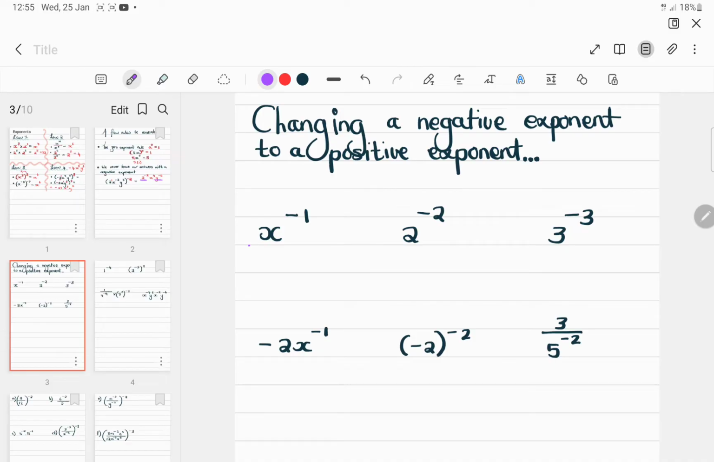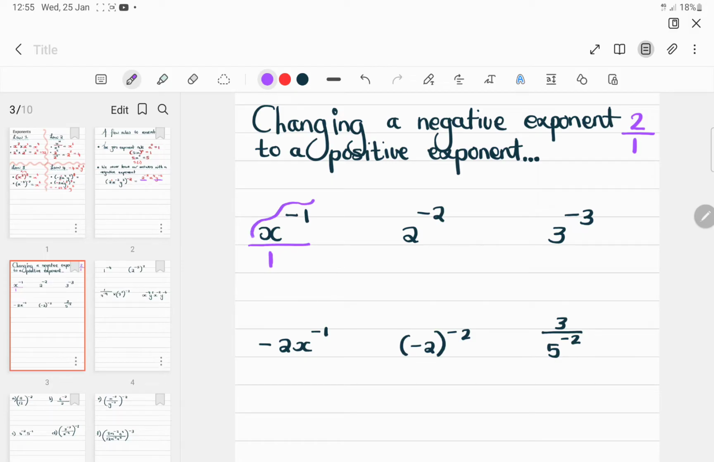Over here, I talk about upstairs and downstairs. If I had the number 2 and I said to you, force it into a fraction, you'd just say, okay, I'm going to put it as 2 over 1. So that is why x to the power negative 1, we force it into a fraction and we put it over 1. So now, who's naughty?